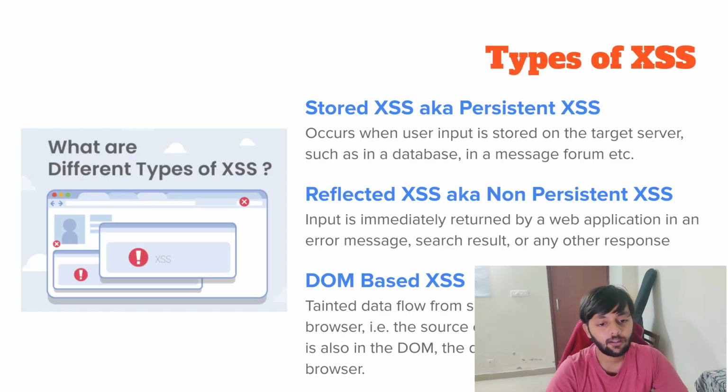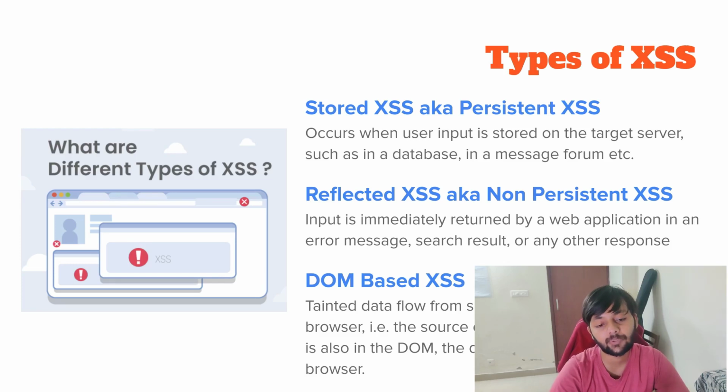Let's talk about the types of XSS. Prominently there are two types: persistent and non-persistent. DOM-based XSS is kind of a subset of that. Persistent XSS is more dangerous because the XSS remains there, and non-persistent is reflective.